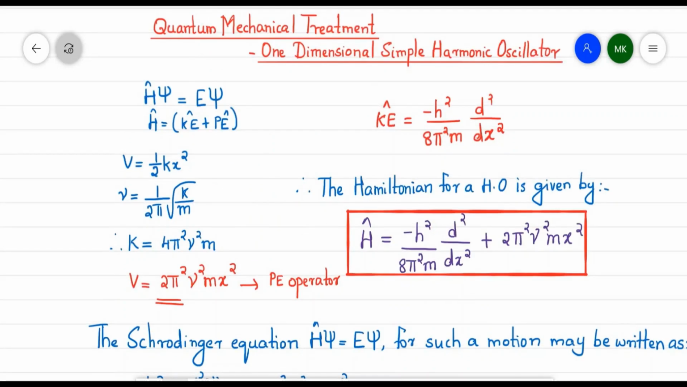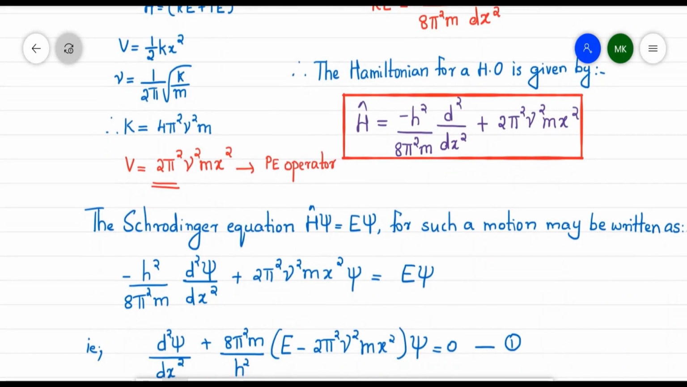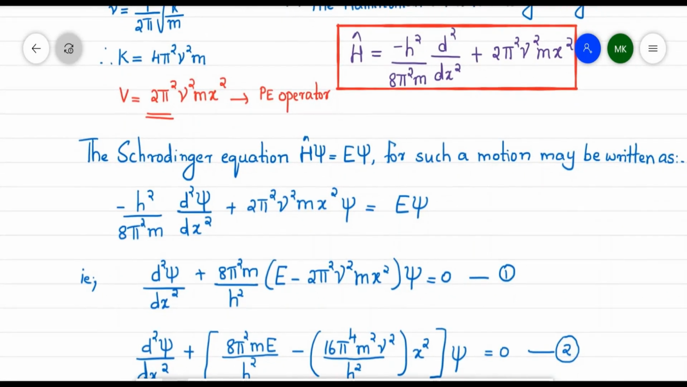So we are dealing with the quantum mechanical treatment of one-dimensional harmonic oscillator. First we wrote the Schrodinger equation h cap xi equals E xi, where h cap is the Hamiltonian, that is a total energy operator, and its value is given by minus h square by 8 pi square m d square by dx square plus 2 pi square nu square mx square. And the Schrodinger equation becomes minus h square by 8 pi square m d square xi by dx square plus 2 pi square nu square mx square xi equals E xi.